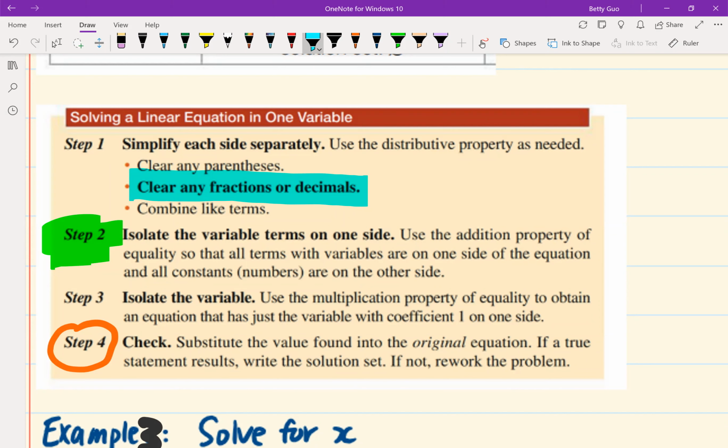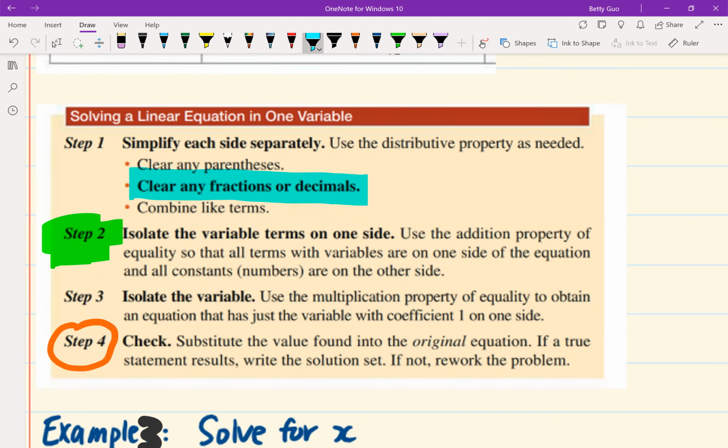Step 2, isolate variable terms on the left. Use the addition property of equality. So you can use the transposition of terms here. Step 3, isolate the variable x. Step 4, check your answer. So steps 2, 3, 4 are the same as yesterday. The only thing different is the beginning. If the equation has a fraction or decimal, you want to clear them out at the very beginning. Okay? Let's look at the examples.